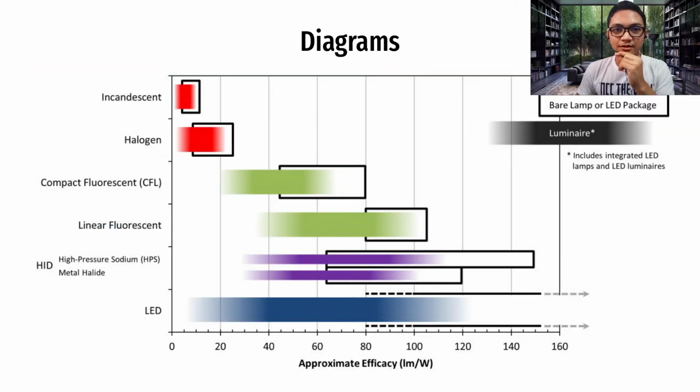Now let us proceed to the diagrams that we have here on screen. In the order of their efficacies, the lowest would be incandescent, preceding halogen, compact fluorescent light, linear fluorescent, the HID or high pressure sodium, and metal halide. And then at the very top, we have light emitting diodes.